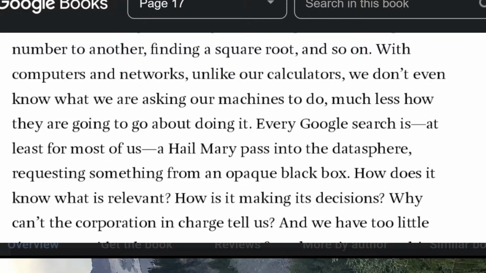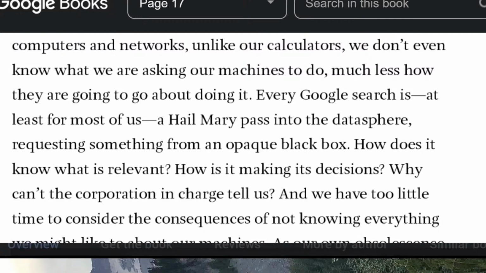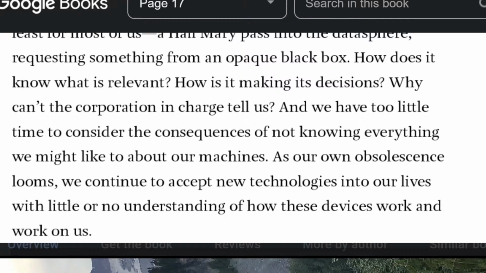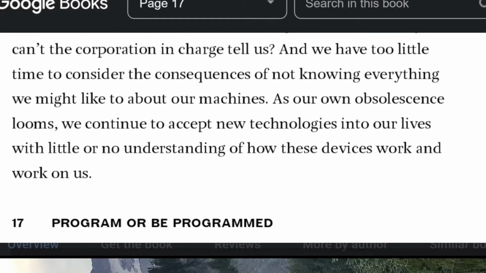Every Google search is, at least for most of us, a Hail Mary pass into the data sphere, requesting something from an opaque black box. How does it know what is relevant? How is it making its decisions? Why can't the corporation in charge tell us? And we have too little time to consider the consequences of not knowing everything we might like to about our machines.